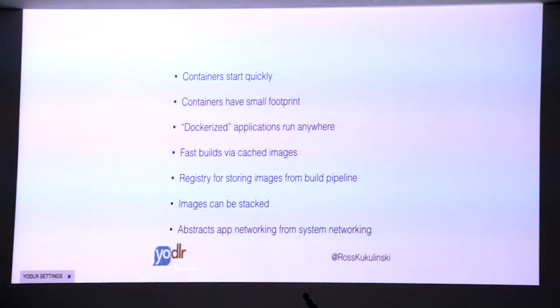And one of the more interesting things, at least for me, is the fact that Docker abstracts away your application networking from your system networking. What that means is you can have two Node.js apps, each running in their own container, and each thinking that they're listening on port 3000. But in terms of the Docker networking, they're listening on different host ports. So your app doesn't need to know what actual real port or IP address it's listening on. It just needs to know that it's going to get traffic on port 3000.